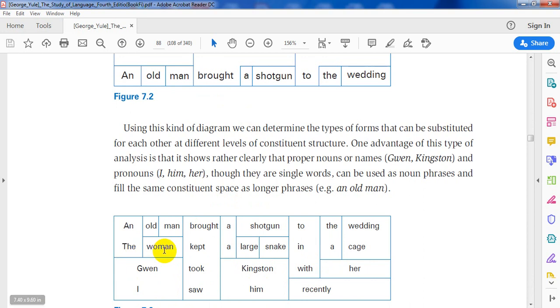So also I can say the woman kept a large snake recently, or the woman kept a large snake with her, also acceptable. So you see, this gives the idea that this is a frame or a rule that can be followed in composing some sentences in English, and it is a proper, acceptable use of English.